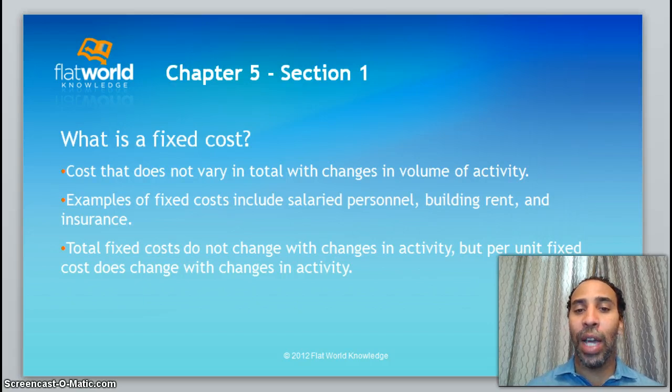So total fixed costs do not change with changes in activity, but per unit fixed cost does change with change in activity. And that's the same thing, that second statement. Don't get confused by it. Kind of ignore it for now till I go further into the lecture.